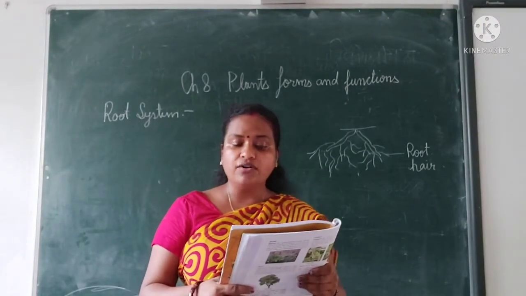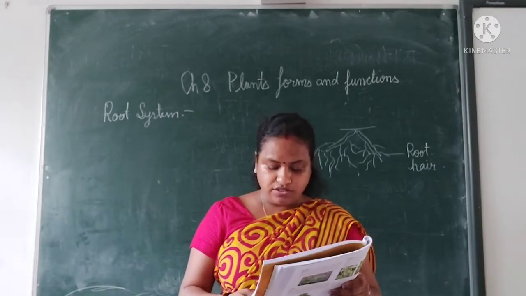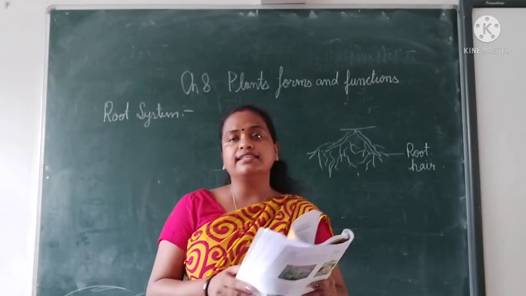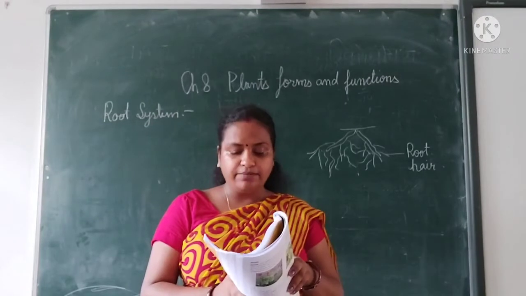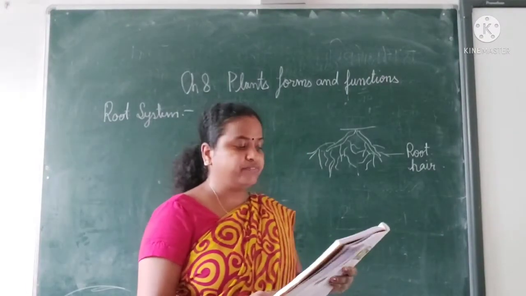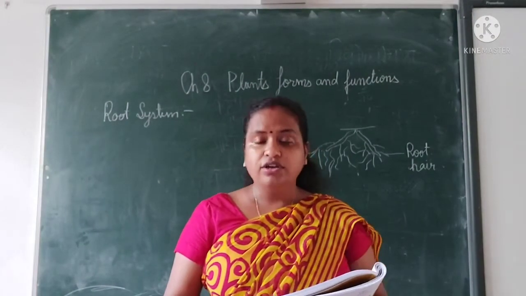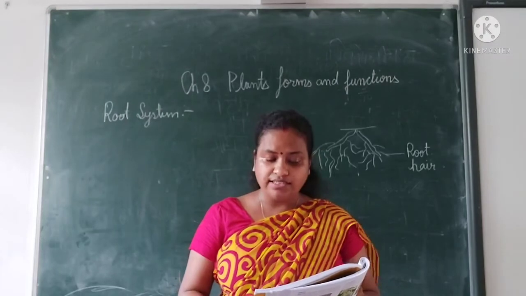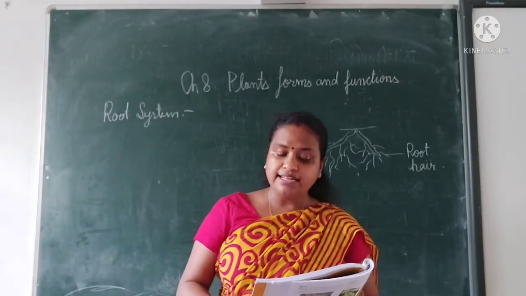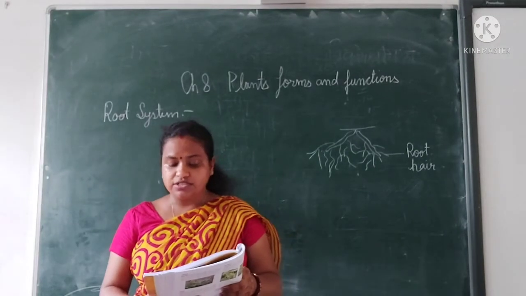Then the root system found in plants is of two types: taproot and fibrous root. How many types of roots are there? Taproot and fibrous root. What is taproot and what is fibrous root? In the taproot system, a thick primary root called the taproot goes vertically downward in the soil. The taproot has a number of small branch roots on its sides called lateral roots.